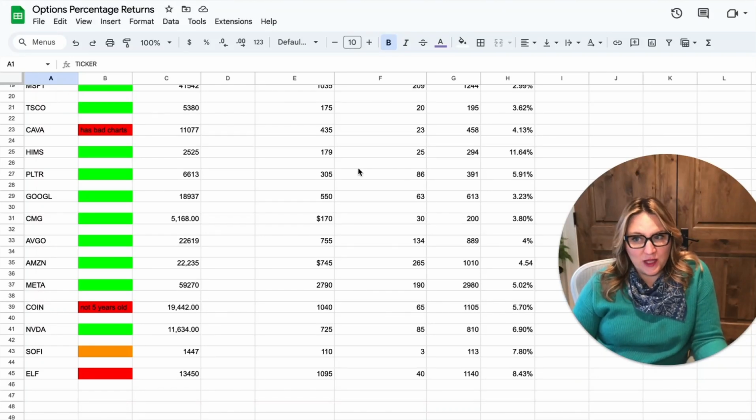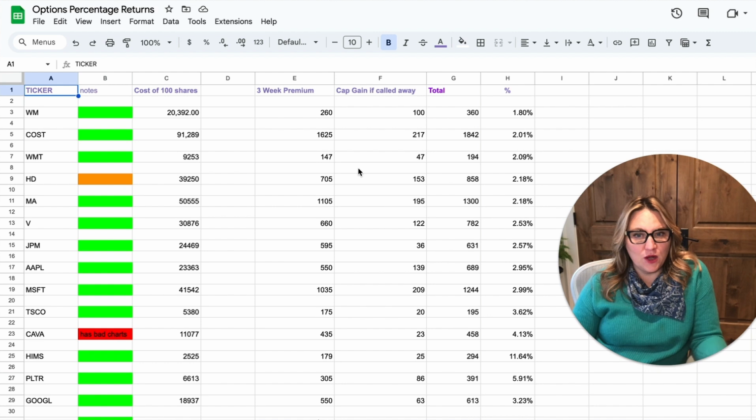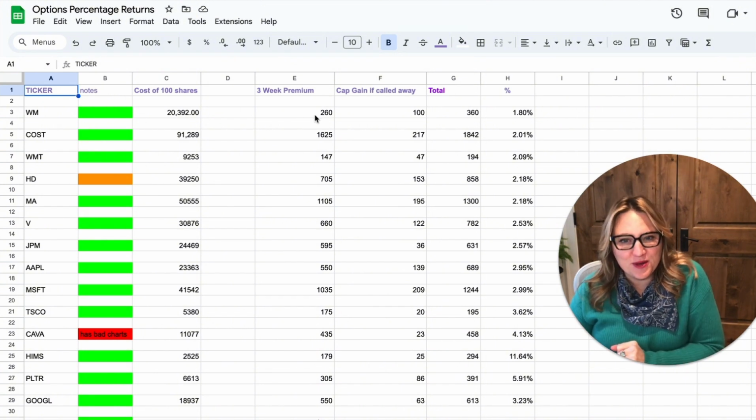So last week we talked about how you figure out what the options percentage rate of return is on premiums. What we did was we took some tickers, we noted if they passed my stock buying and trading system, which I'll explain briefly. We figured out what the cost of 100 shares was. I figured out what we could get paid for a 3-week just out of the money premium.